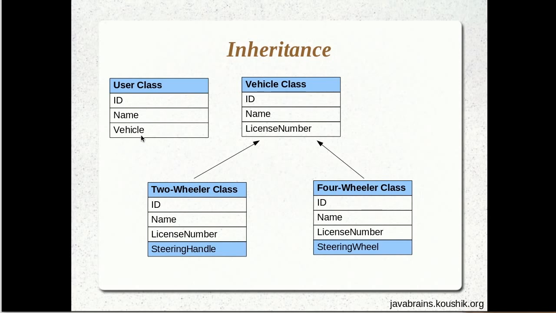Now the problem is, say I want to persist this user class, and it has a reference to, say, a two-wheeler. Now when I'm saving this user class to the database, how would I map out this relationship? Say I have three tables here.